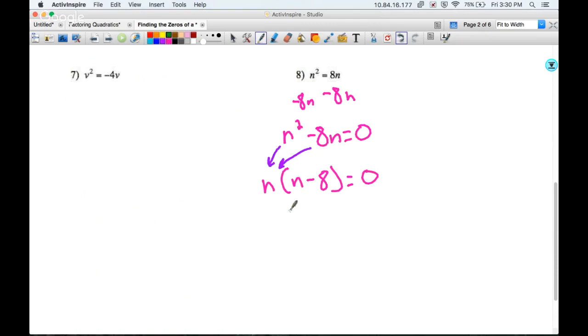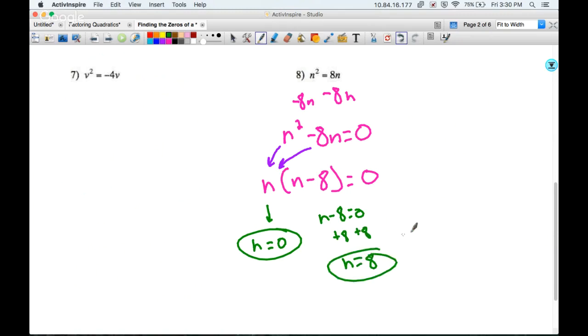All right, this is set up to use zero product property. Set each of these linear factors equal to 0. This one just gives us an answer right there, n equals 0. N minus 8 equals 0. We add 8 to both sides. We get n equals 8. Those are our two answers. You can check them by plugging them in. We get either 0 equals 0 or 64 equals 64. They both work.